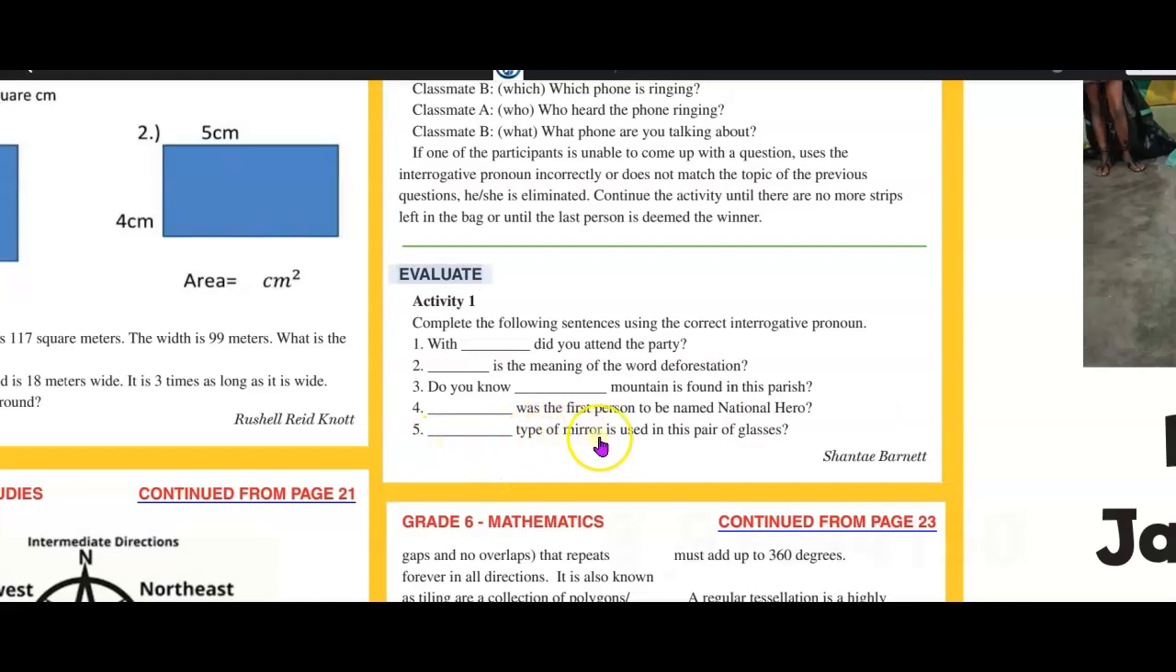Dash type of mirror is used in a pair of glasses. Which type of mirror is used in a pair of glasses? Now, this, from a science point of view, is not 100% correct because it is not a mirror that is used in a pair of glasses. It would be, which type of lens is used in this pair of glasses.